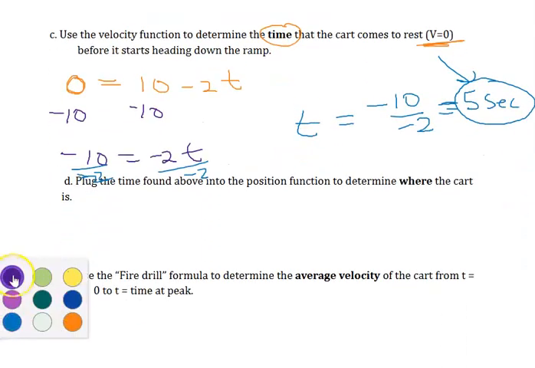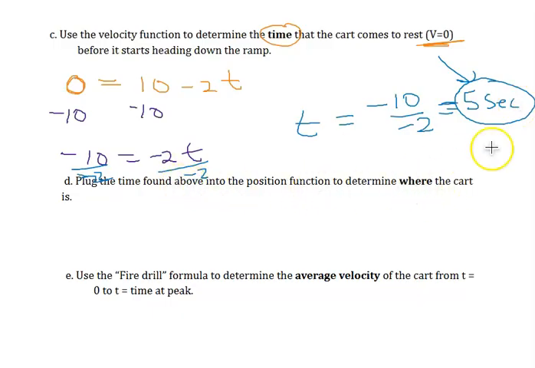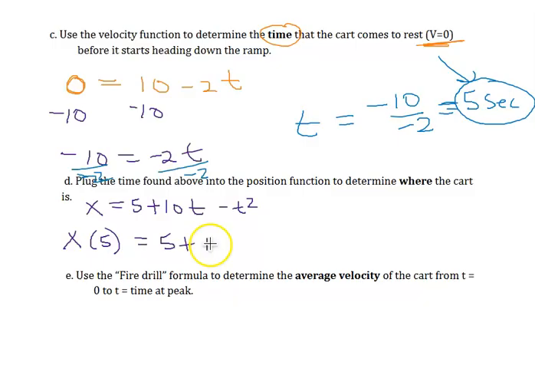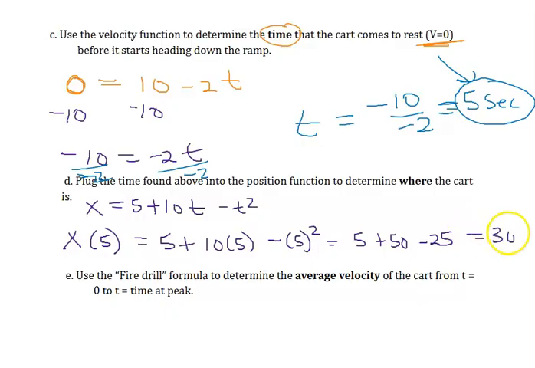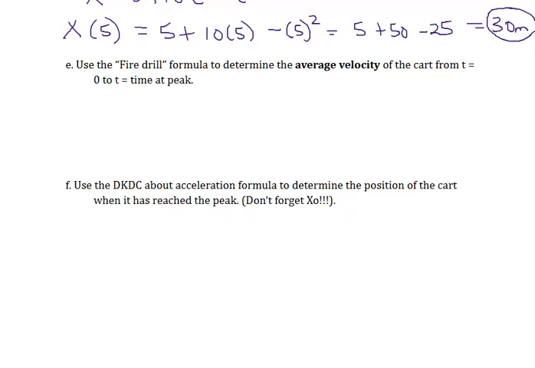Then easy, easy, easy, plug and chug. Take that time into the position function to find the max height of the cart. So x equals 5 plus 10t minus t squared. So x evaluated at 5 is 5 plus 10 times 5 minus quantity 5 squared. So it is 5 plus 50 minus 25 equals 30 meters. That's huge. So clearly I made up a bad question. 30 meters is huge.